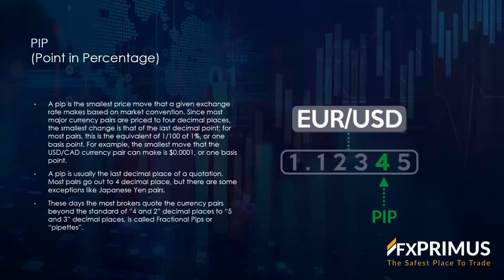So when a price goes, let's say it's 1.1234, it goes to 1.1235, we say the market has moved 1 pip. So this is how we understand what the pip value is here. So it's basically the 4th decimal point.